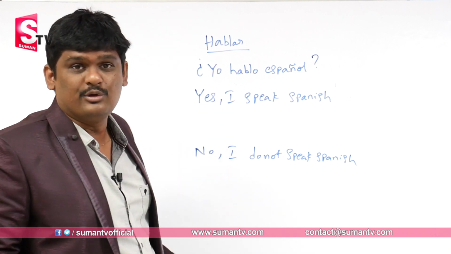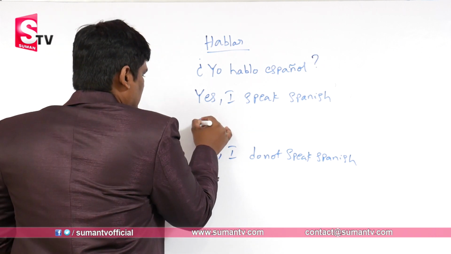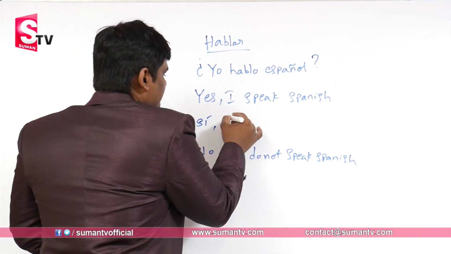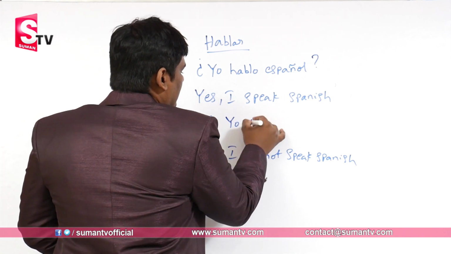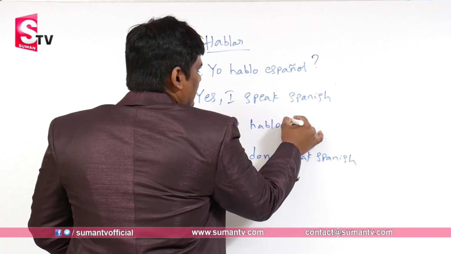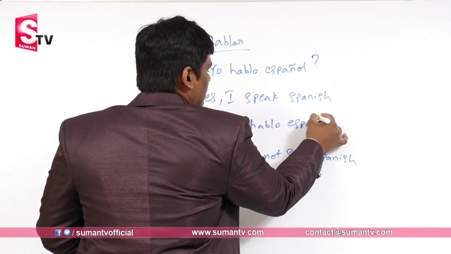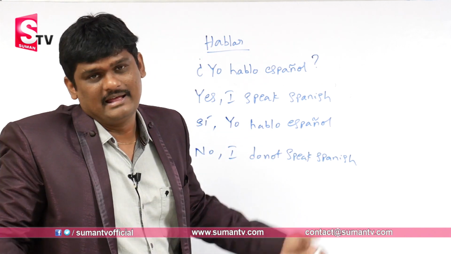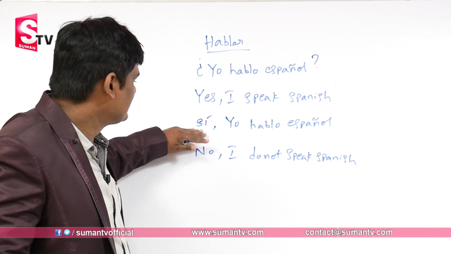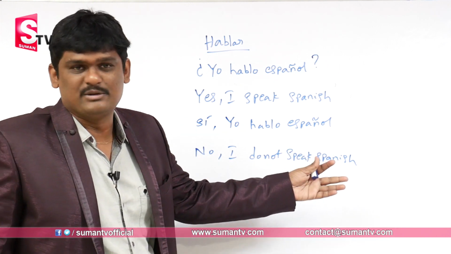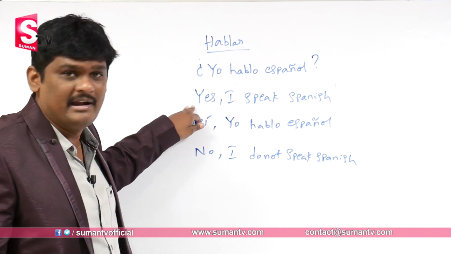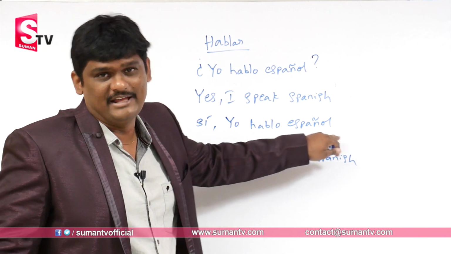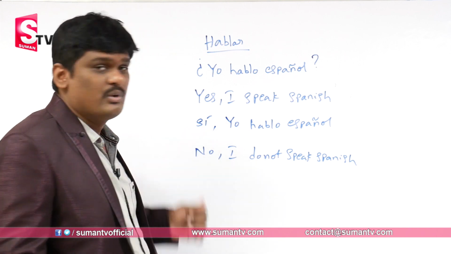Sí is equal to yes. I is yo, speak is hablo, Spanish is español. So, sí, yo hablo español. We simply added sí in front of the statement. Like I speak Spanish, we simply added yes and it becomes a positive answer. So, sí, yo hablo español. This is a positive answer.